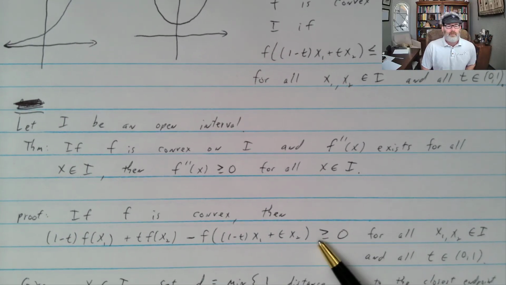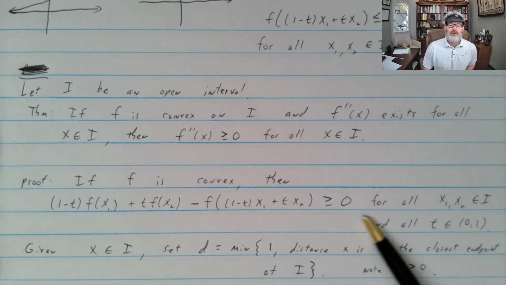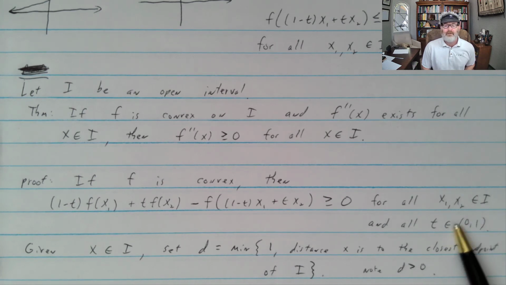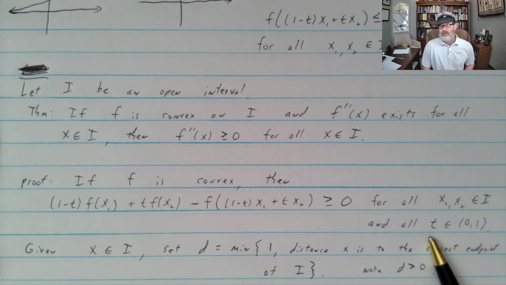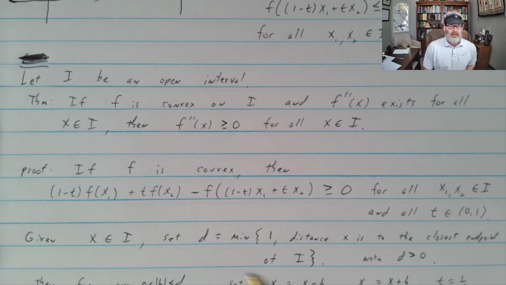So for the proof, if f is convex, then we know this is true for all x1, x2 in I, and all t in (0, 1). Given any x in the interval, let's set d to be the distance that x is to the endpoint of the interval, or 1, whichever is smaller. Just in case we have an infinite interval, we don't want d to be infinite.